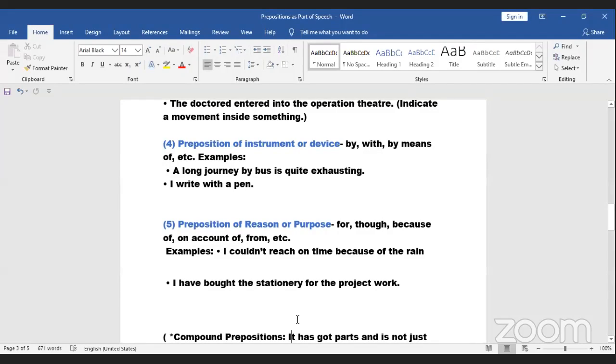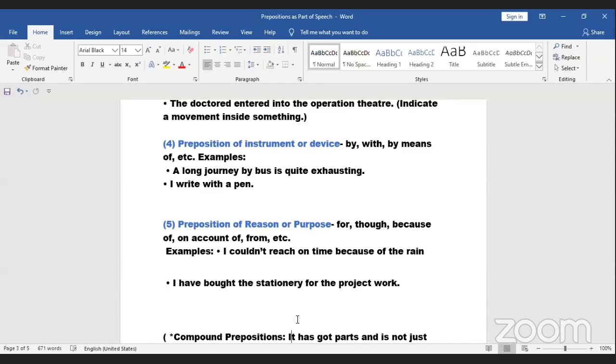Reason is like what? If I say I couldn't reach on time because of the rain. That's a reason. Why could you not reach? Because of the rain. So because is the preposition of reason. Now purpose. Purpose is like to what? Like I have bought the stationery for the project work. For. Why have you bought the stationery? For what purpose? For the project work. For. That is a purpose of doing something. So reason and purpose: because, for.